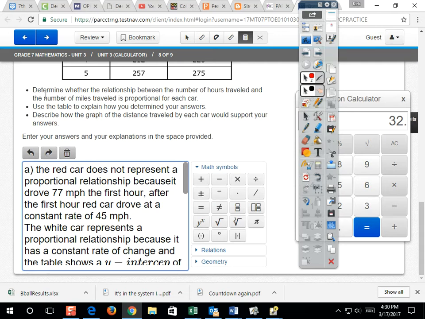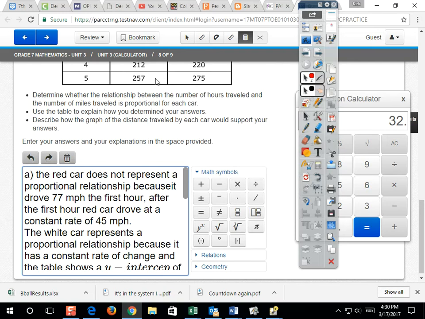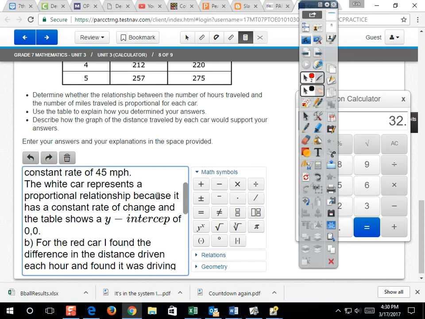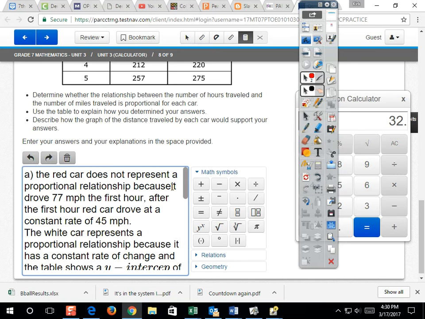So, the question says, determine whether the relationship between the number of hours traveled and the number of miles traveled is proportional for each car. Well, because of what we just talked about in the table, we know that the red car is not proportional, because the red car does not represent a proportional relationship, because, come on, folks. Are you guys done? Yeah. Molly, are you done? Yeah.